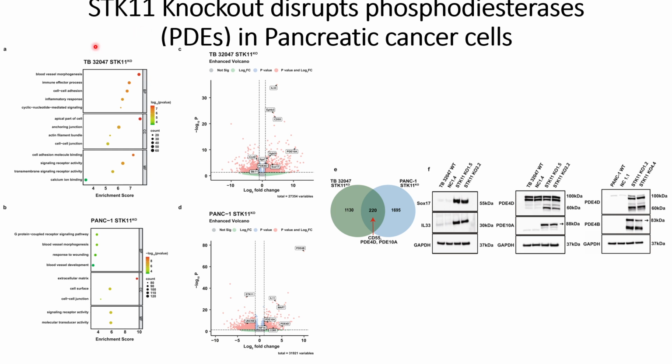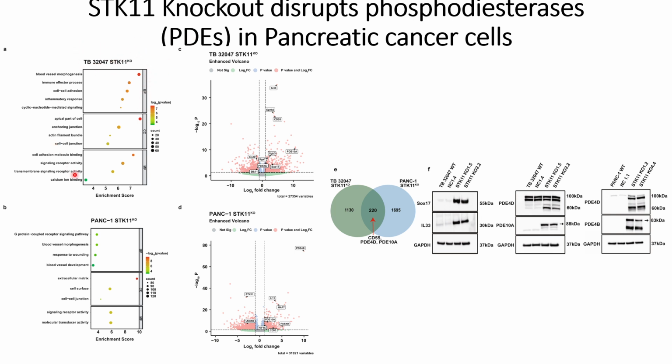In this video, we will analyze the RNA sequencing data of the pancreatic cancer cells that have this STK11 knockout and compare them with the pancreatic cancer cells that do not have the STK11 knockout, or pancreatic cells with STK11 and pancreatic cells without STK11. And for the control, we will use this TB32047.